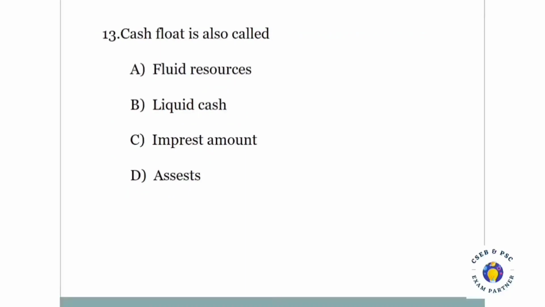Question number 13. Cash float is also called option A fluid resources, option B liquid cash, option C imprest amount, option D assets. Answer is imprest amount.